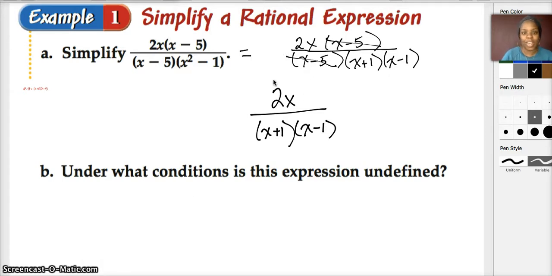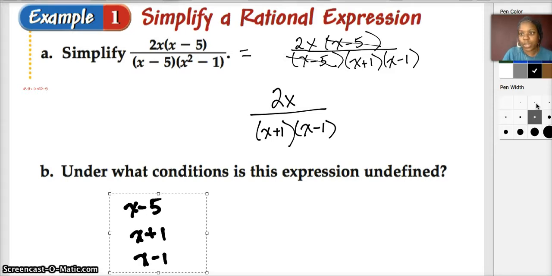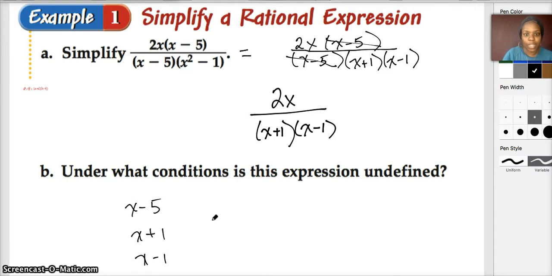So what we do is we go back to the original problem and we consider all of the factors of the denominator. In this case, we had x minus 5. We also had x plus 1 and x minus 1. We consider what would happen if each of those factors were 0. So let me change the way this looks a little bit. So we set each of them equal to 0. And when we do that, we can see that the excluded values, or the values that we know this expression cannot be, would be anything that would make these expressions 0.